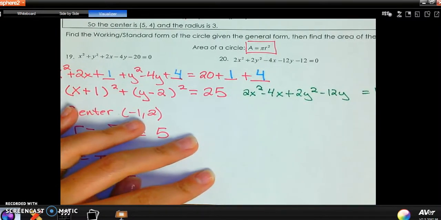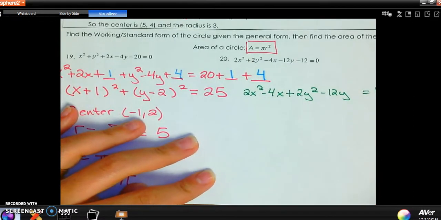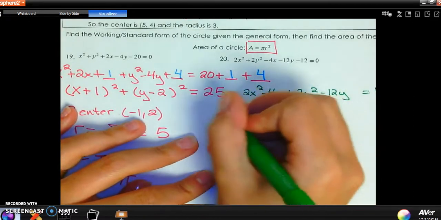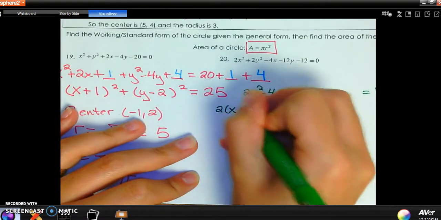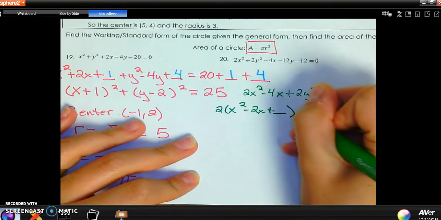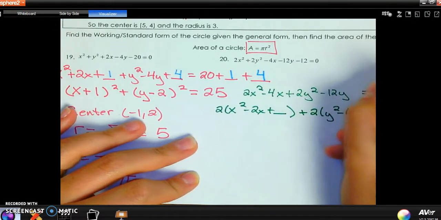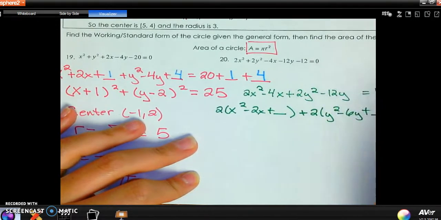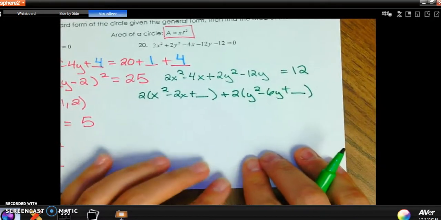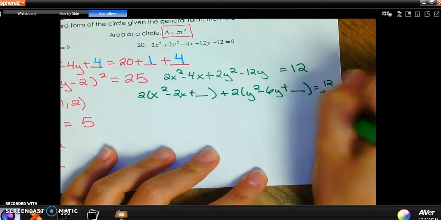Now, one of the rules with completing the square is that the coefficient on the x squared term and the y squared term has to be a 1. Well, these are not 1s, they're 2s. So if it's not a 1, then you need to factor it out first. So in other words, you're going to have 2 times x squared minus 2x plus a blank, and then factor out a 2 from the y stuff. So if you pull out a 2 there, you get y squared minus 6y plus a blank. All right, sorry, I had to do that. And I should have left myself some room, but that equals 12 plus a blank plus a blank.